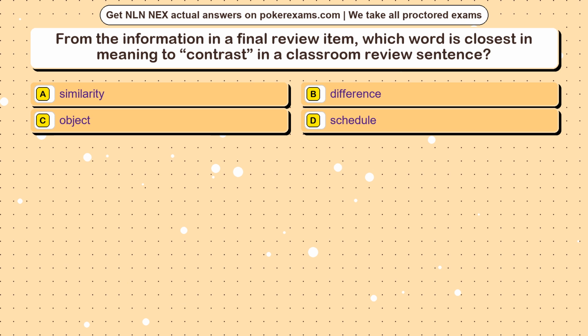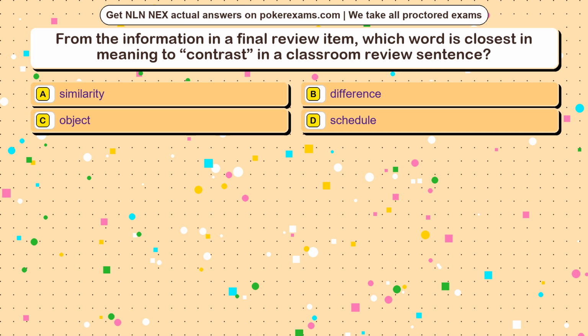Question 22. From the information in a final review item, which word is closest in meaning to contrast in a classroom review sentence? Option A, similarity. Option B, difference. Option C, object. Option D, schedule.